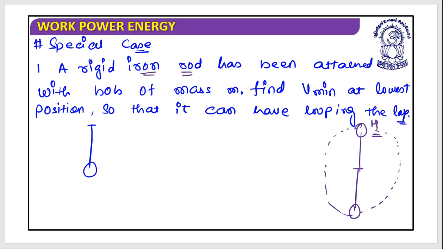And if it is not going to slacken, at the highest position the tension will not be equal to zero. So you just need to understand that this is your first location, this is your second location, and the total energy at 1 should be equal to the total energy at 2. Even if velocity at this position is 0, as it is an iron rod, it will continue its trajectory.